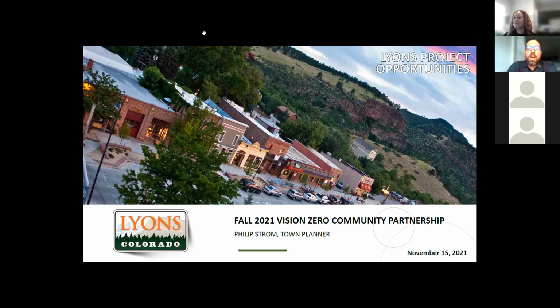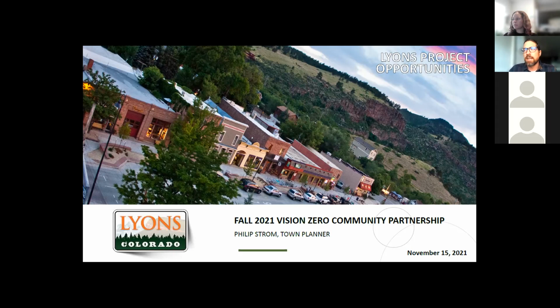Sure. Hi, everyone. Philip Strom, town planner for Lyons. Switching gears a bit from the prior presentations. As a smaller community, we obviously don't have the transportation planning and engineering resources of some of the larger communities. So we really rely on Boulder County and CDOT for that assistance.